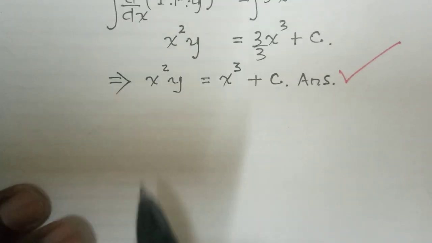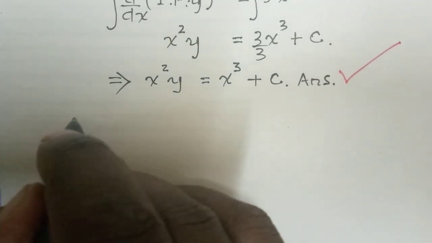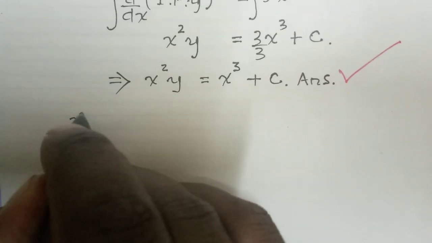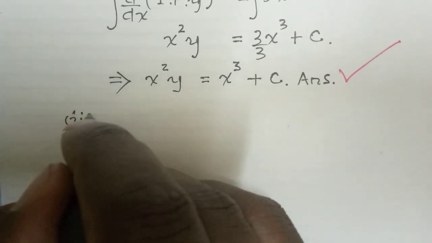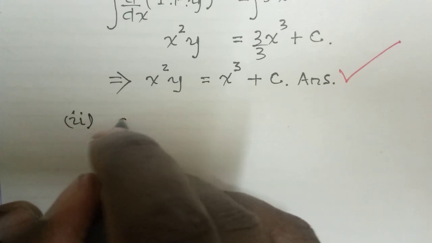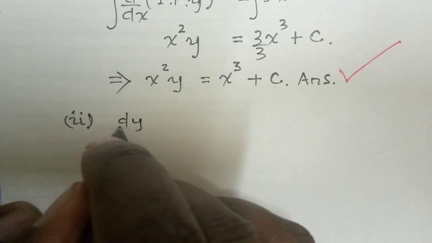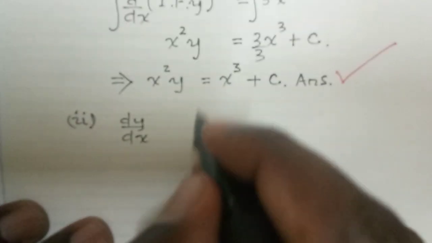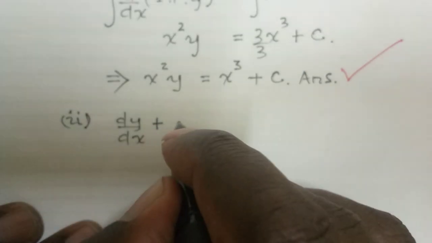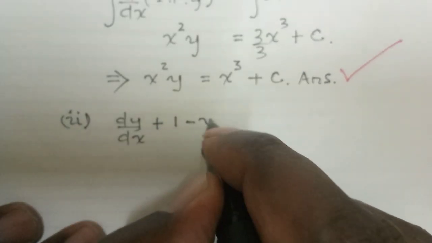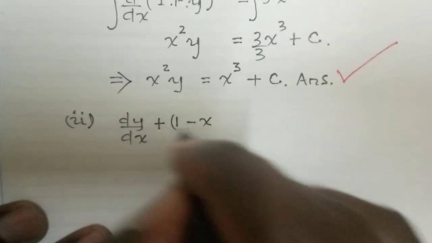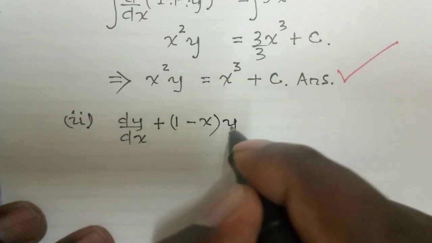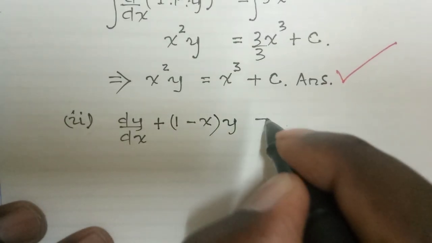We now come to this other question. Let me write it down. That is dy over dx plus (1 minus x) y is now equal to 0.